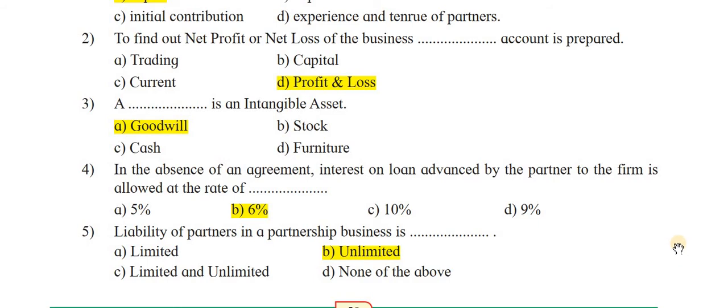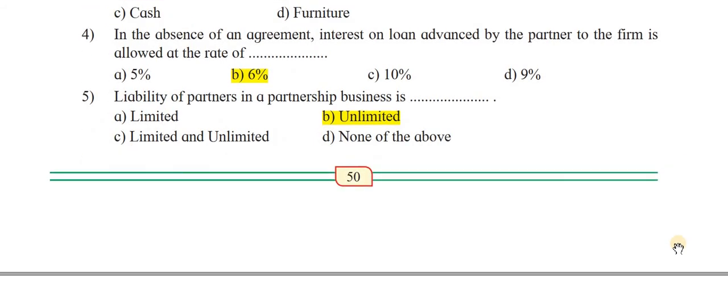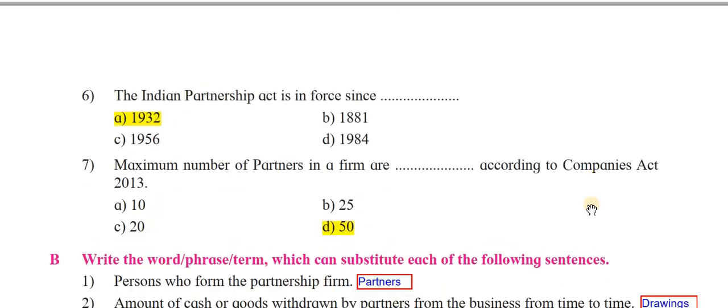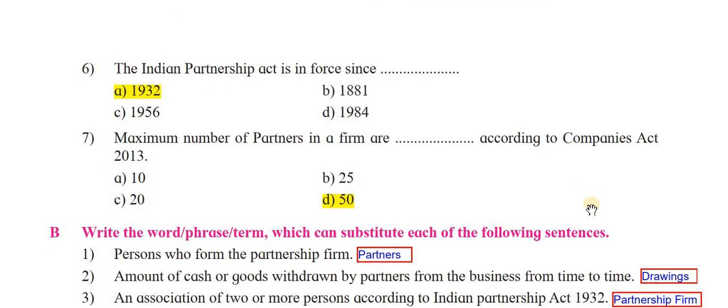ठीक है. Fifth one, liability of partners in a partnership business is dash. Yes, definitely B, it's unlimited. Definitely partners जितने होते हैं, मतलब 2 हो गए तो उनकी जो liability है, so it is unlimited. Okay. Sixth है, the Indian Partnership Act is in force since dash. Yes, it's 1932. ये थोड़ा सा year wise information है, so I expect you people to remember it because most of the time they do ask these questions maybe in a different form, but yes, Indian Partnership Act 1932.